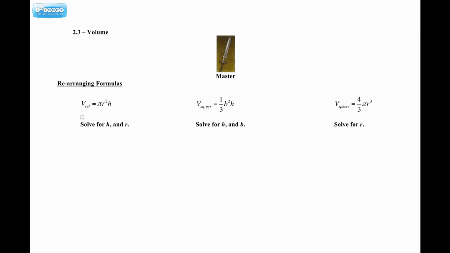So I have the volume of a cylinder, which you've seen is the area of the circular base, or pi r squared, times h. Here we want to solve for h and r. So think of this as just two separate questions. So I'll leave myself some room. So the volume is pi r squared h. And if I want to solve for h, well, that's easy. I just need to divide both sides by pi r squared.